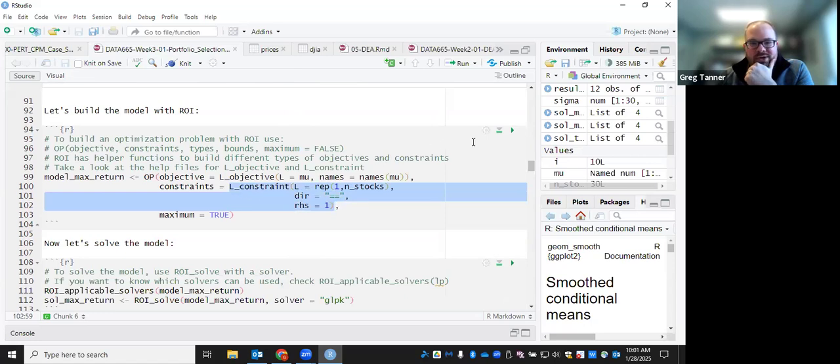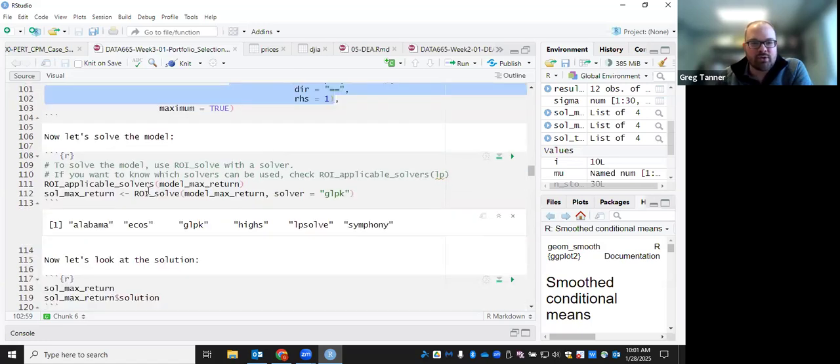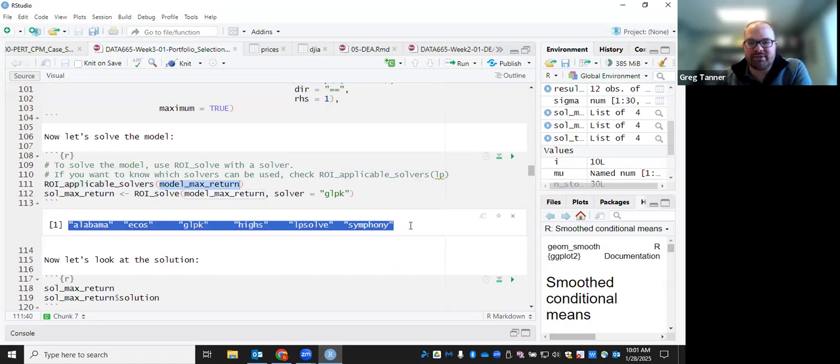Okay, so once we do that, now we're ready to solve the model. And ROI is a general interface. It doesn't do the solving directly, but it passes our problem that we build in ROI onto a solver. And so we can ask ROI, what are the applicable solvers that would work for this? And it will give you a list of solvers that you have installed and would work well for that problem. Depending on which solvers you have installed, you might see different options here. Note we can just install other solvers in general by just installing their plugins.